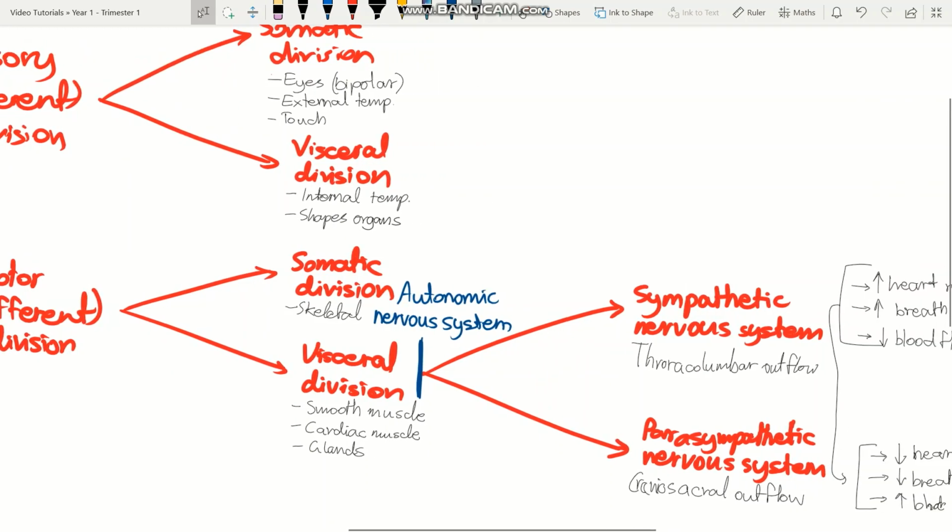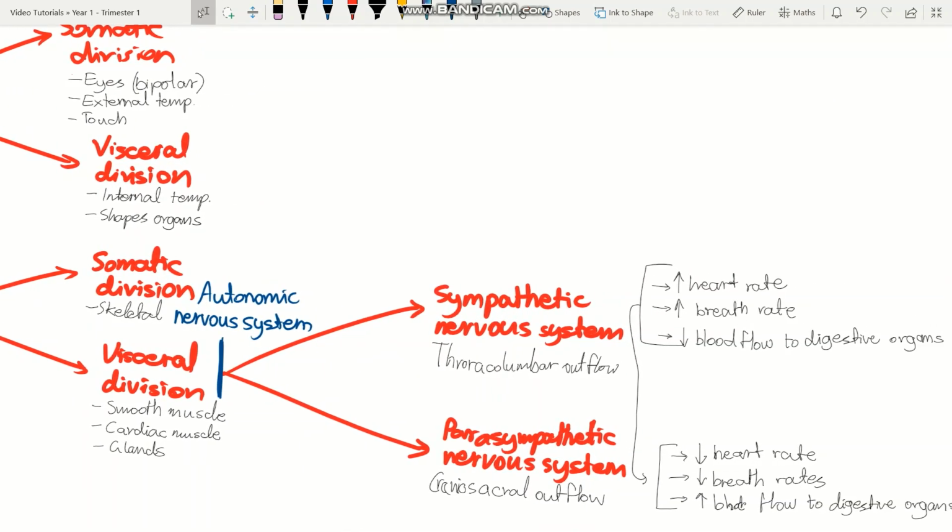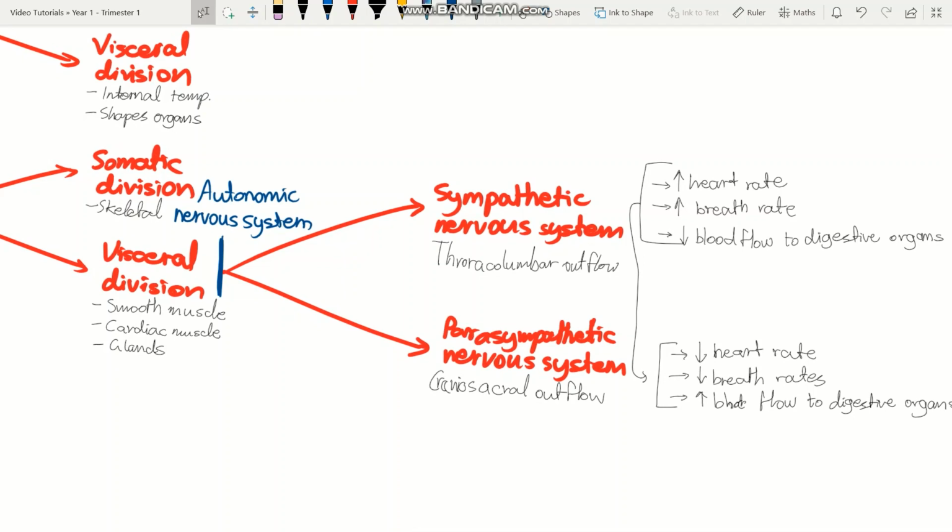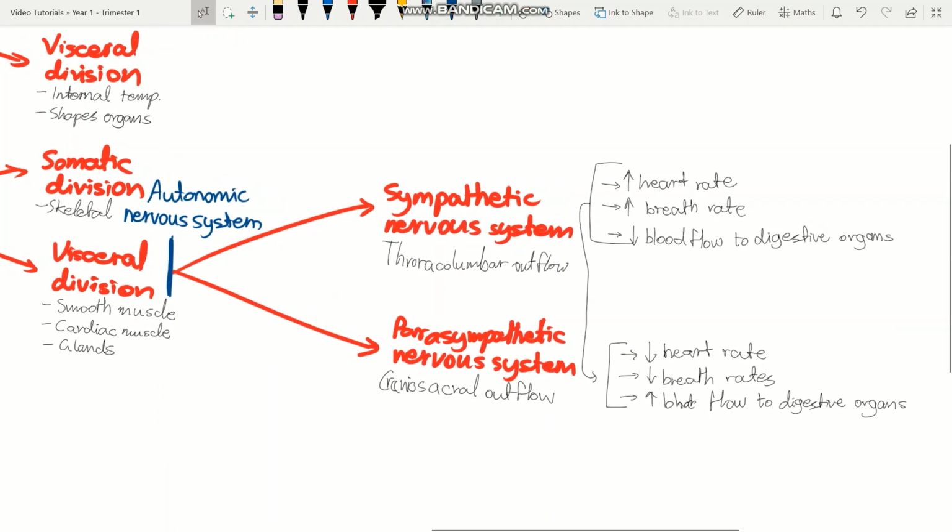And finally, the visceral division within itself contains the autonomic nervous system, which itself contains two more divisions, which are the sympathetic and parasympathetic system. The sympathetic system is involved with the fight or flight response, and therefore a few examples would be an increase in heart rate, increase in lung rate or breathing rate, and a decrease in blood flow to the digestive organs. The parasympathetic nervous system, on the other hand, is involved with the rest and digest response, and therefore involves a decrease in heart rate and breath rate, and an increase in blood flow to the digestive organs.